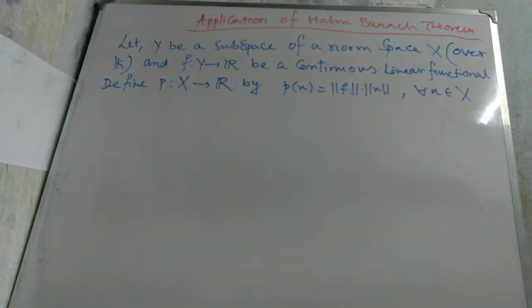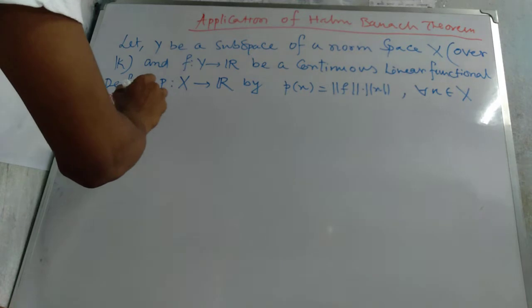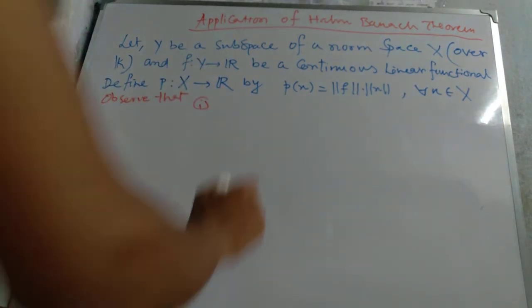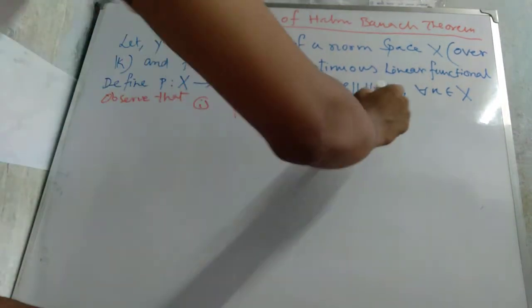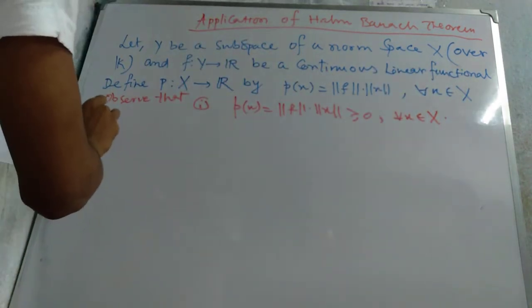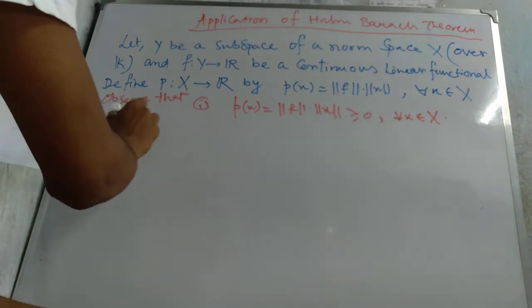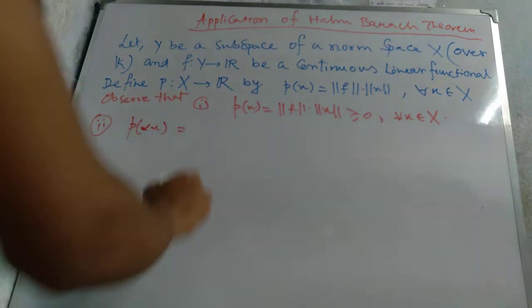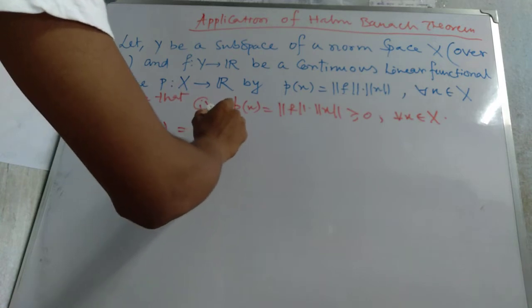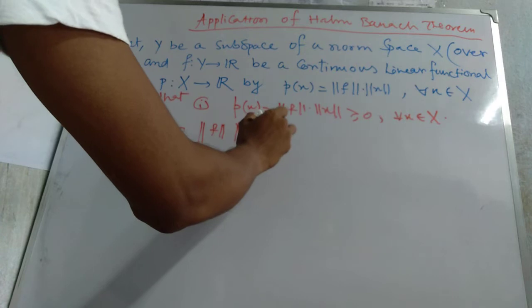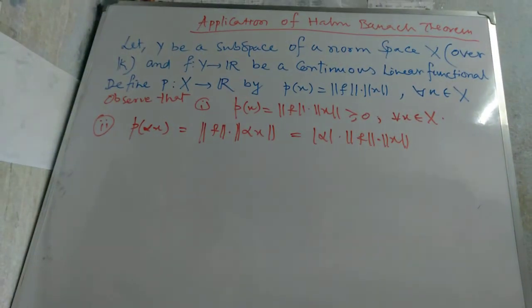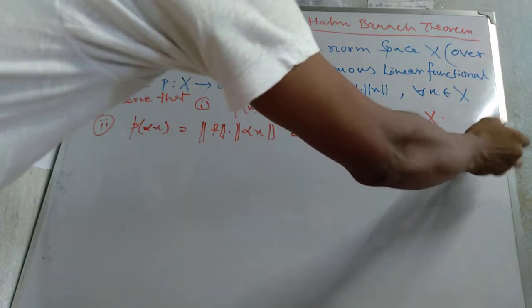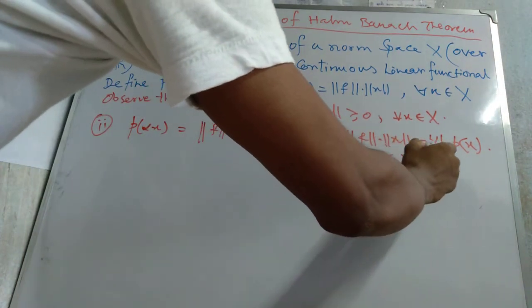Now we make some observations about this p. First, p(x) equals norm of f times norm of x, which is obviously greater than or equal to 0 for all x belonging to X. Next, second observation: p of alpha x equals norm of f times norm of alpha x, which equals mod alpha times norm of f norm of x, that is mod alpha times p(x), for all x belonging to X and alpha belonging to K.